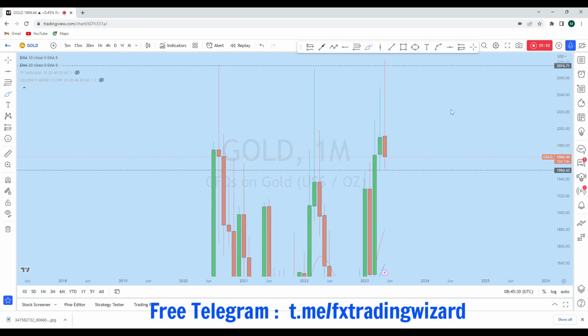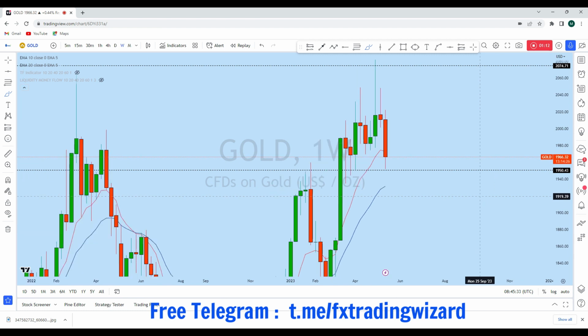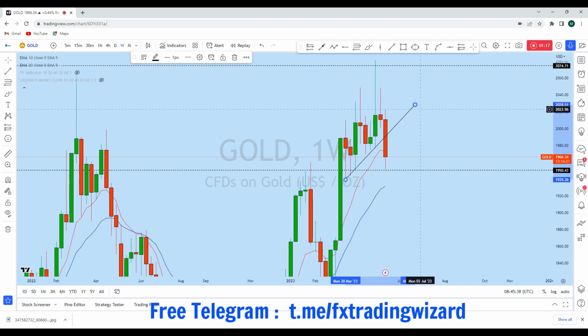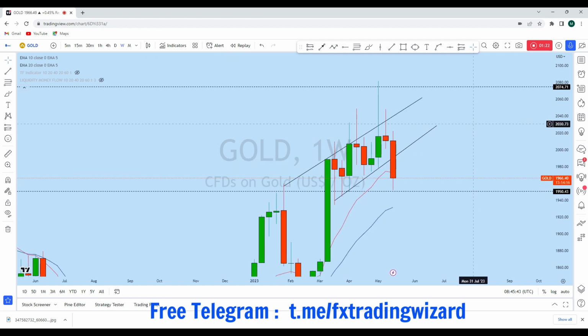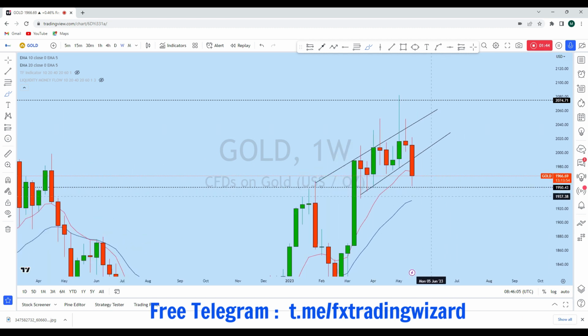Looking at the weekly perspective, we can see that gold has broken out of this long-term channel. This is the weekly bullish channel. The price was moving along this channel, and we saw an initial break to the upside, creating an all-time high with this weekly candle, followed by a doji. As expected, if you have seen my previous weekly forex forecast, gold dropped from that zone and has broken this support level on the weekly.